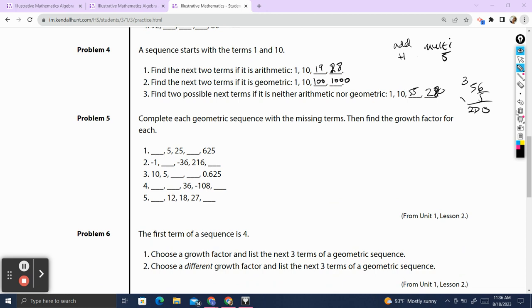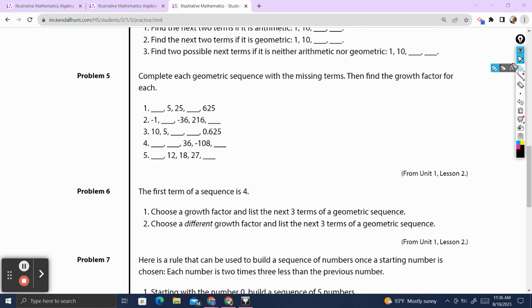Let's move on to the next one. Problem 5. Complete each geometric sequence with the missing terms. Then find the growth factor for each. So they told me it's geometric, which is helpful for me because I know there's always going to be a constant rate of multiplication, and multiplication and division are partners. So we know it's either multiplication or division if you want to think of it as division.